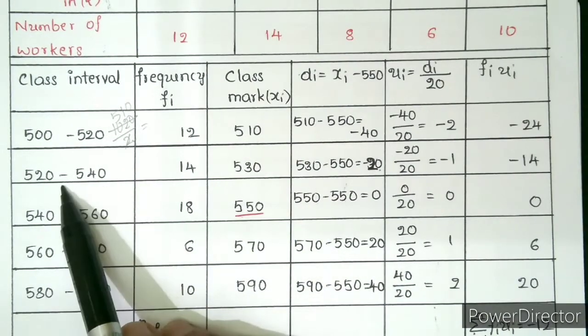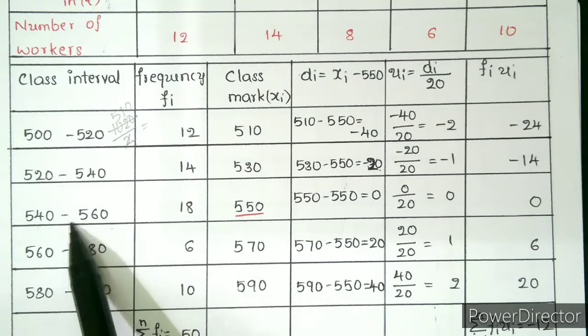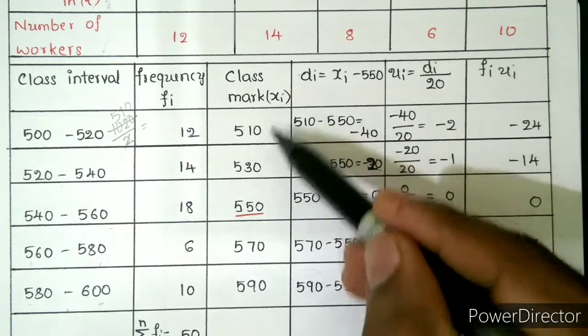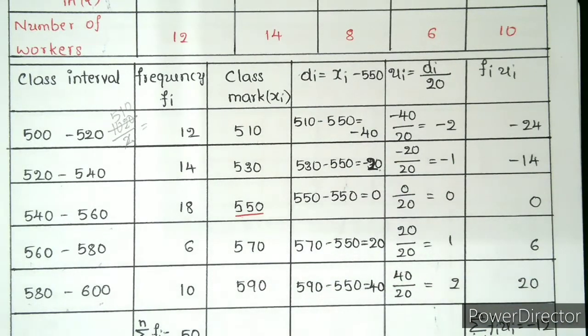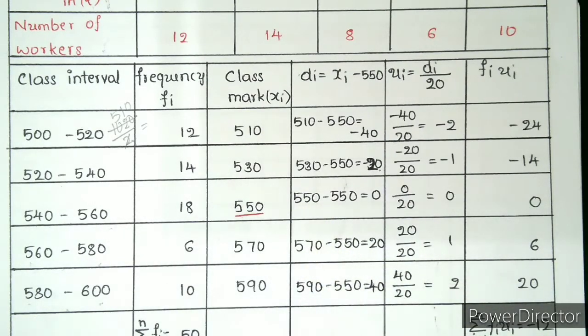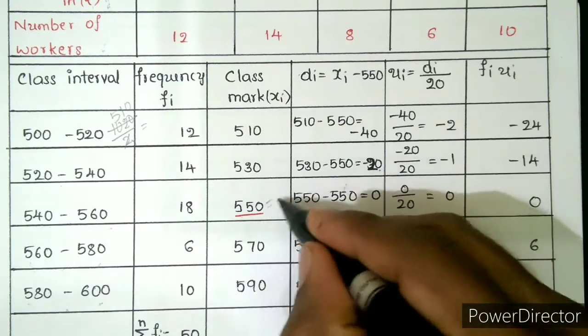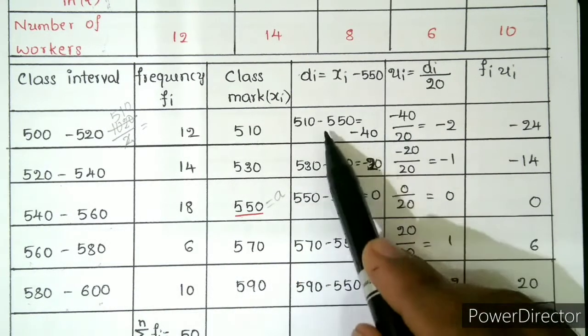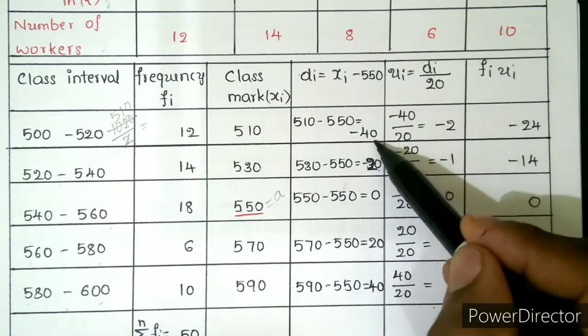520 to 540, it is 530. 540 to 560, it is 550, and 560 to 580, it is 570, and 580 to 600, it is 590. So that is the class mark, and we have to assume one class mark as the middle. So 550, that is the value of a. So now subtract 510 minus 550, you get minus 40.